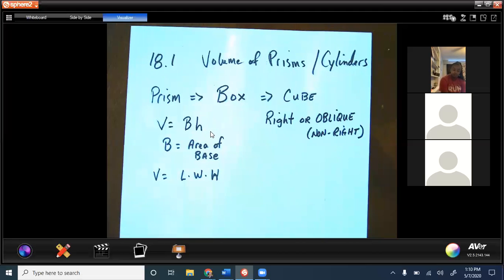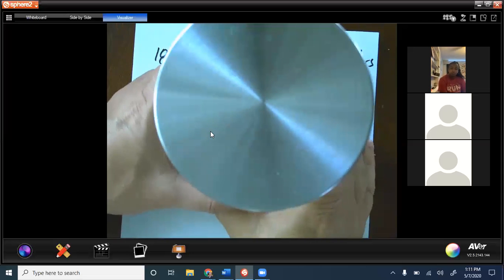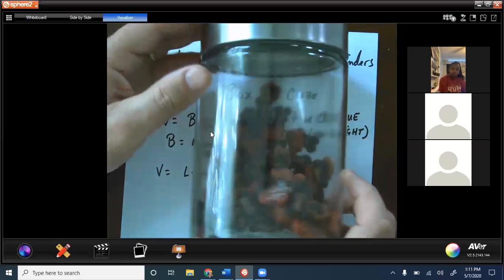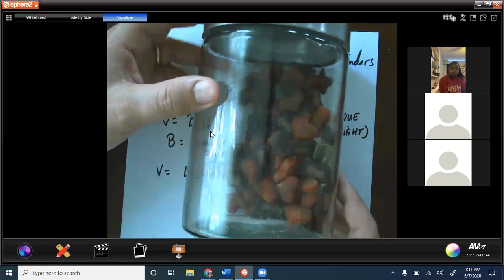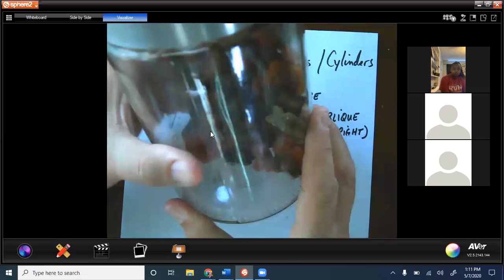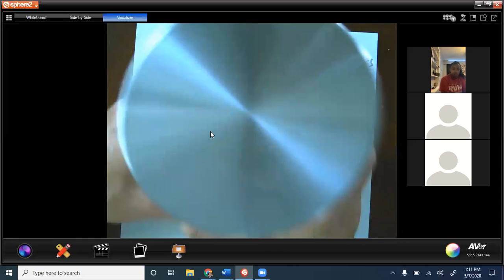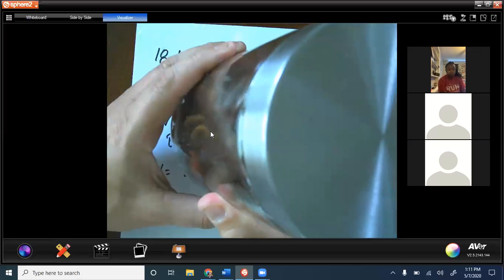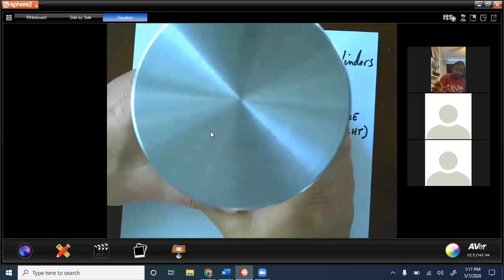18.1, volume of prisms and cylinders. All right, what is this? What does this look like? Well, I'm gonna put this on here. Here's the top of a cone or a cylinder. These are dog treats. We have them in a jar for the dogs. But there's an example of a cylinder. And this happens to be what we would call a right cylinder because it stands straight up. It's not tilted like the Leaning Tower of Pisa. It stands straight up. So if it's tilted, then it's called oblique. O-B-L-I-Q-U-E, oblique. And in this case, this is a right cylinder. Okay.